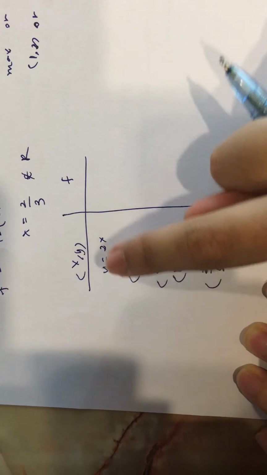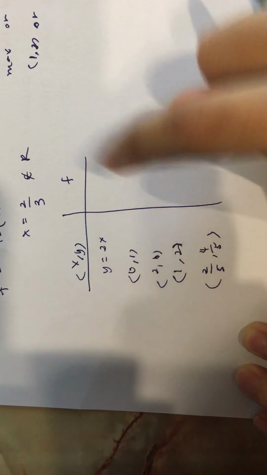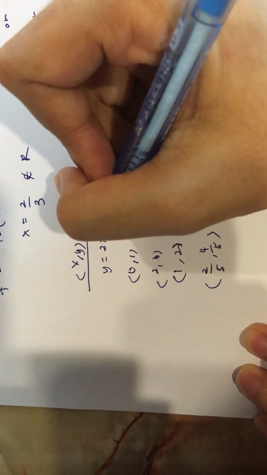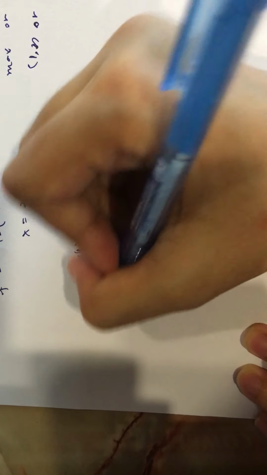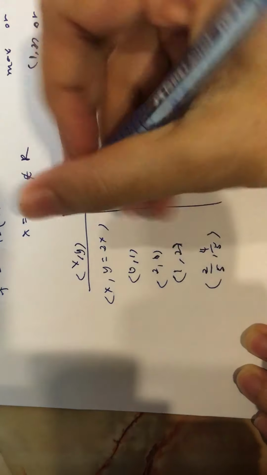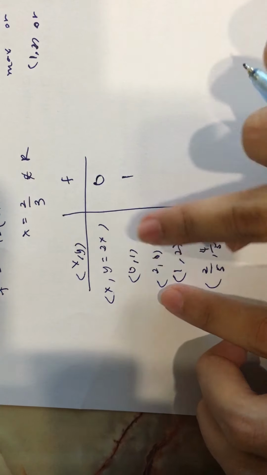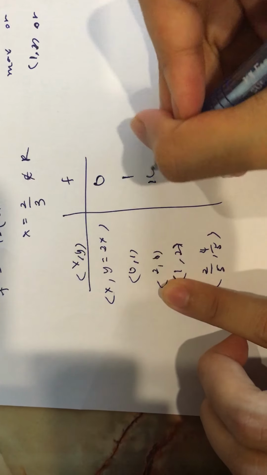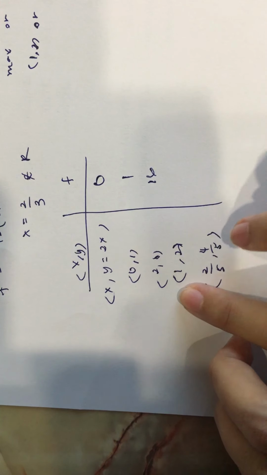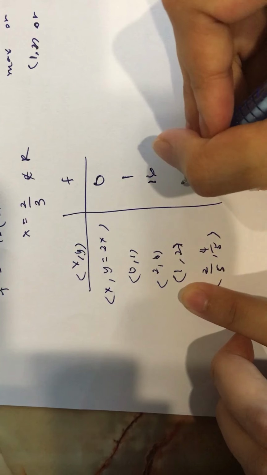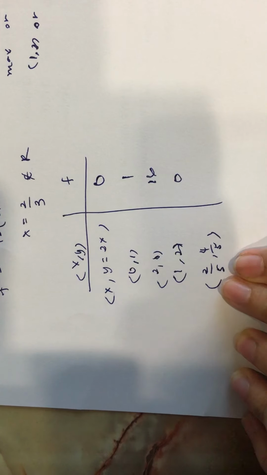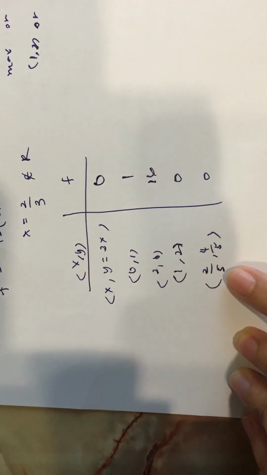So for y equals to x, this one should be point x and then y equals to 2x. So for this one, f is equals to 0. And for 0, 1, f is equals to 1. For 0, 2, f is equals to 16. For 1, 2, f is equals to 0. And then for 2 over 5, 4 over 5, f is equals to 0.